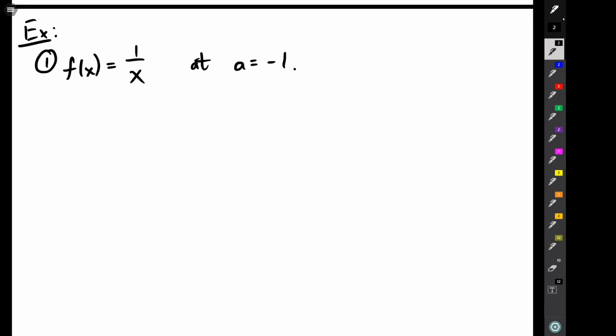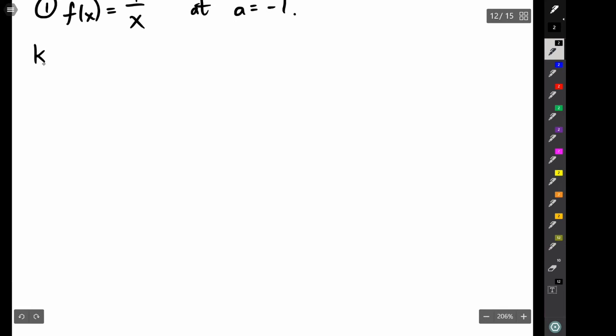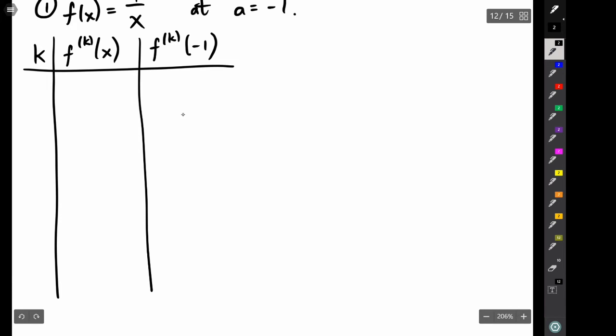Just like with Maclaurin series, we're going to make a big chart and try to find a pattern in the derivatives. So here we're going to make a chart with k, f^(k)(x), and ultimately what we really want is the kth derivative at -1. This is the column we want to find a pattern for. So k is 0, 1, 2, 3, 4. Hopefully that's enough, but we can always do more if need be.